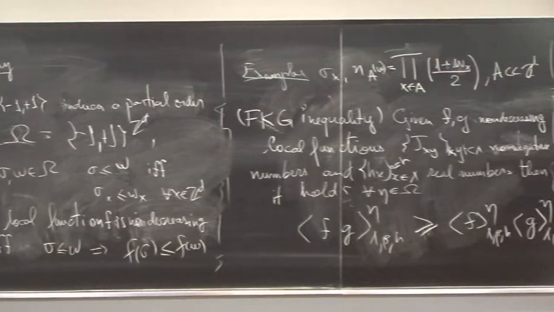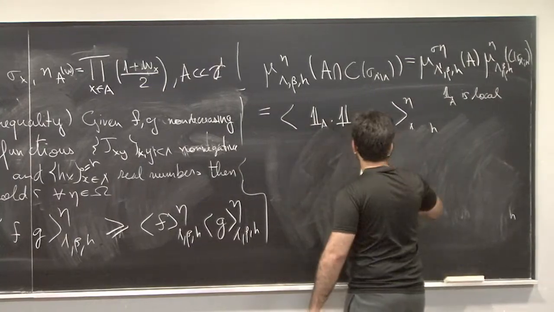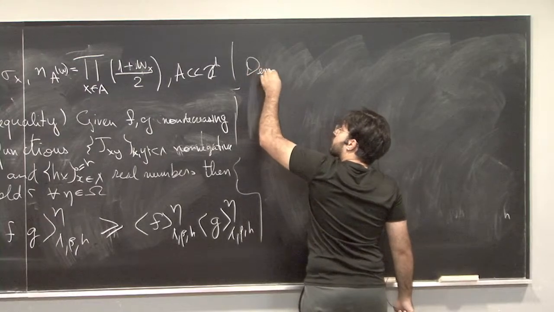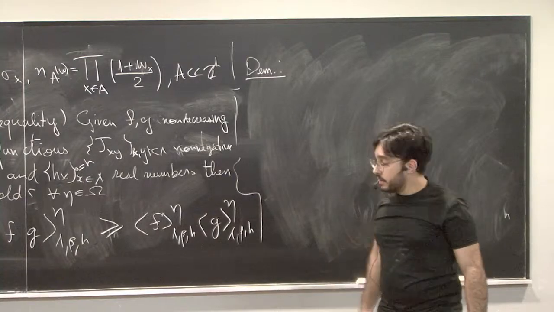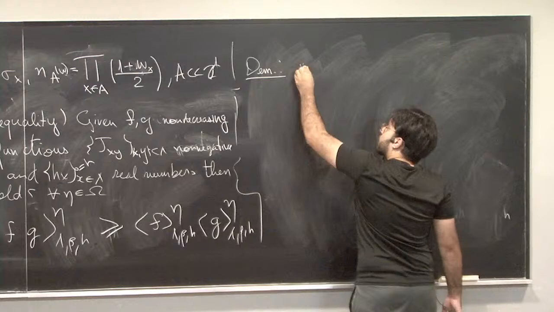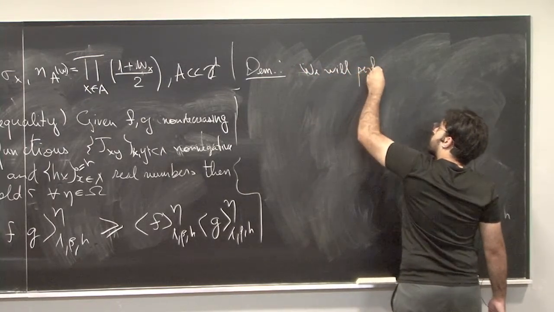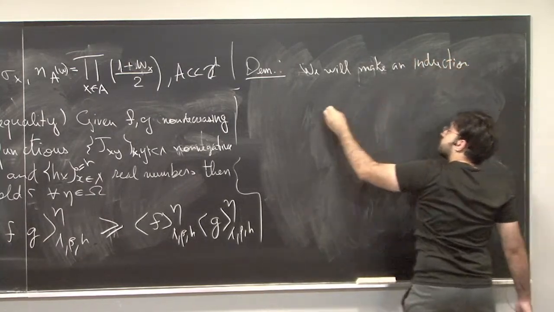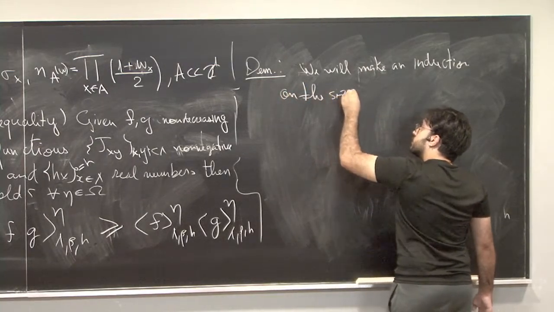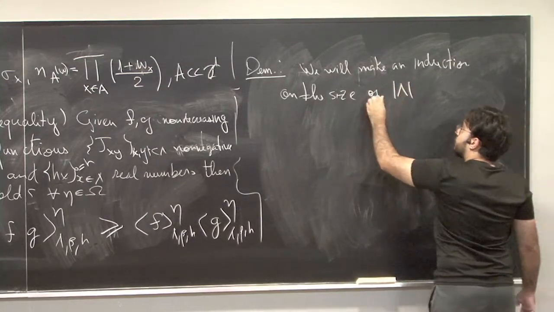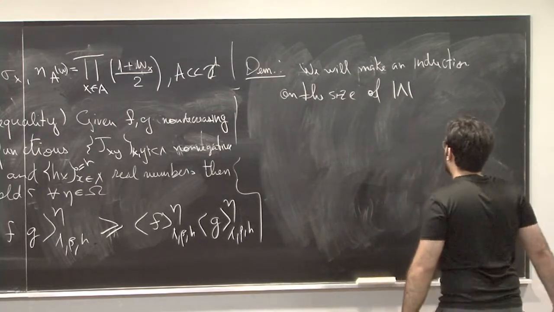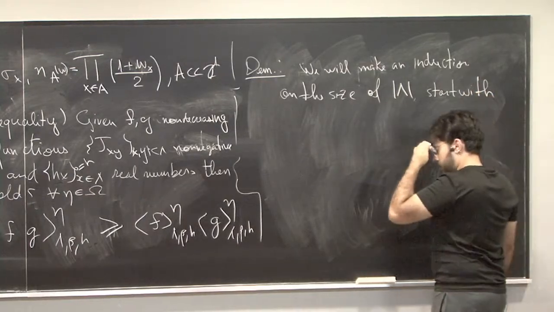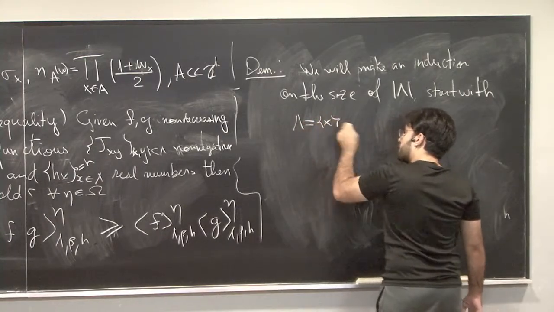So let us prove this inequality. The proof will be an induction, an induction on the size of the box, on the size of Lambda. So we start with just one point.